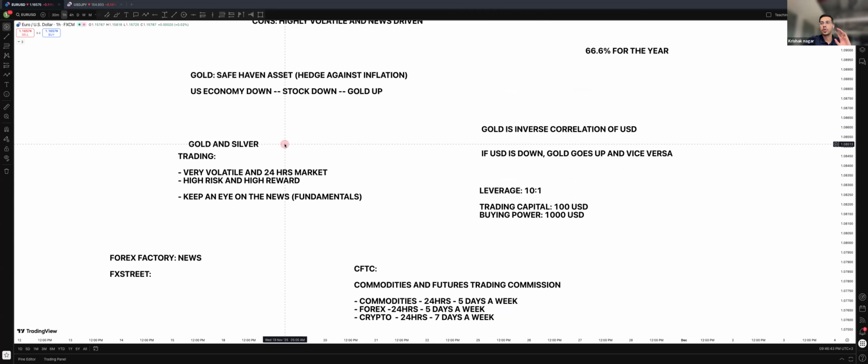Just to give you a quick overview of what commodities are, they are safe haven assets, a hedge against inflation. If the US economy is down, stock is down, people are very fearful to invest in the stock market. They find a better asset to invest in, which is commodities. So they jump onto commodities like gold and silver, oil, natural gas, and this is where they start compounding into the markets.